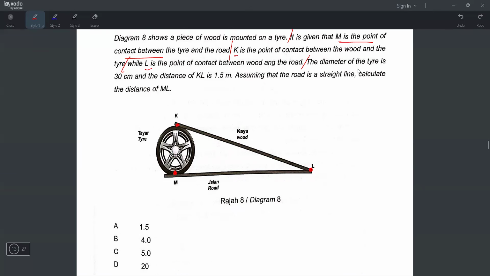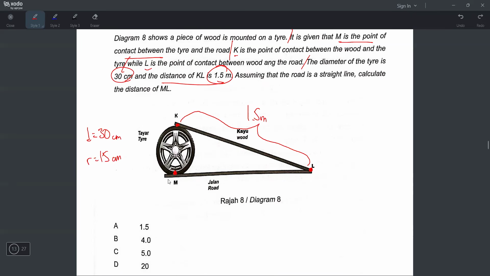Okay. The diameter of tire is 30 cm. So if the diameter is 30, then the radius must be 15. We always use radius for calculation. That's why I straight away divide 2 to get the radius. Okay, the distance of KL is 1.5 meter. So K to L is here to here and it's 1.5 in meters. Okay, but this one is in cm. So that's weird. The unit is different. So we have to be careful.